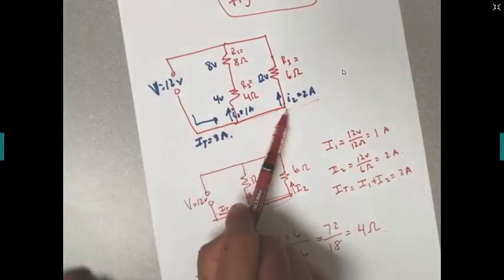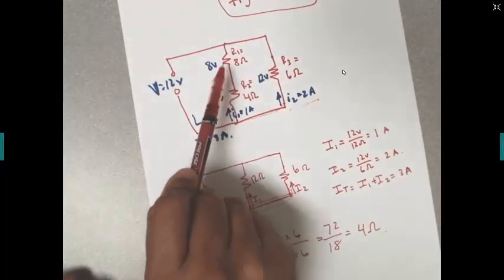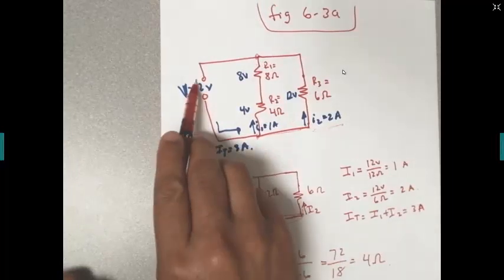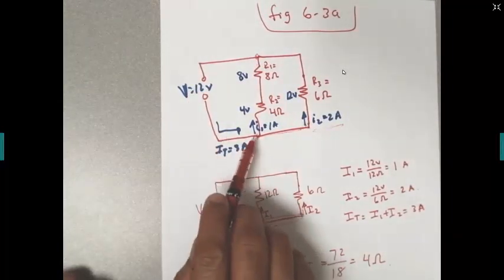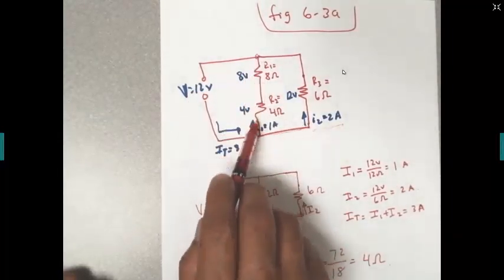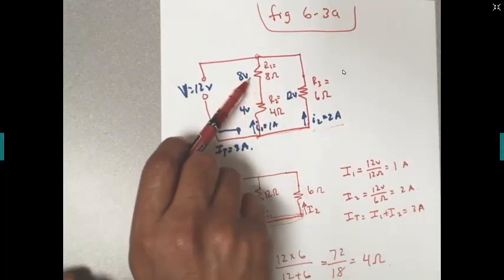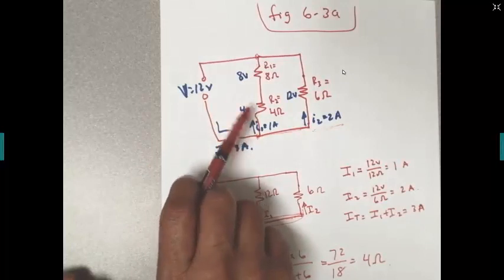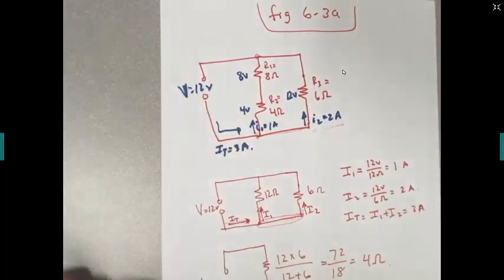So you have 12 volts here, and the voltage across this branch, from here to here, must be 12, just like the source. So you have 12 volts going through this branch, in which you dropped 8 across this resistor and 4 across this other resistor. 8 plus 4 equals 12.